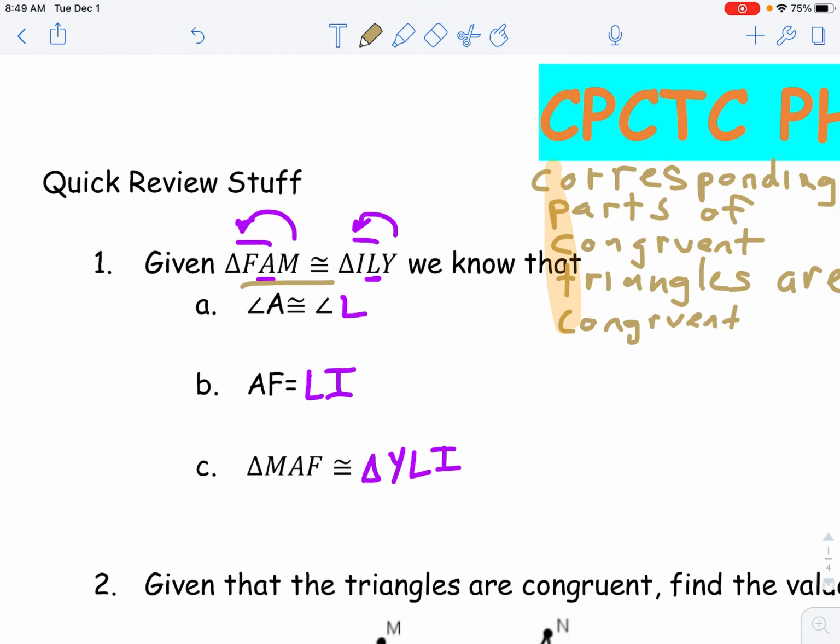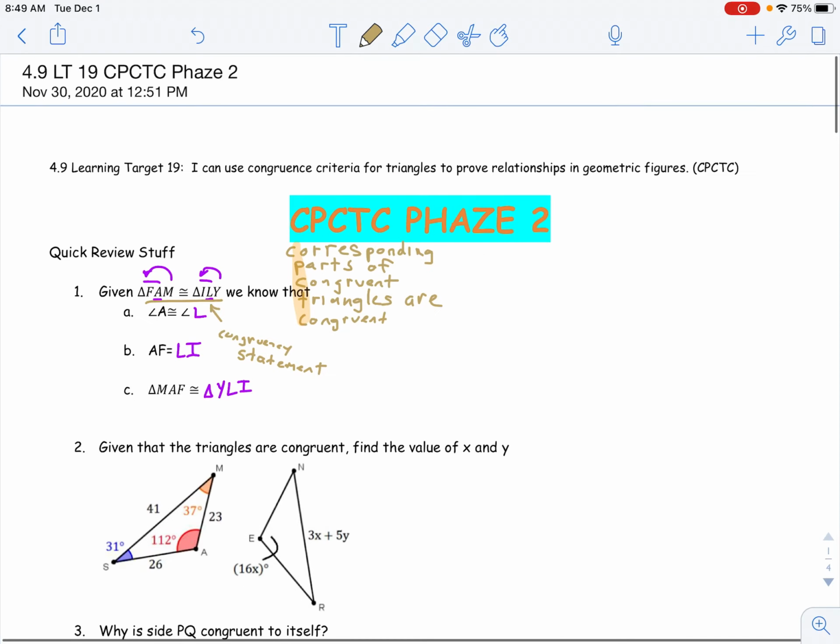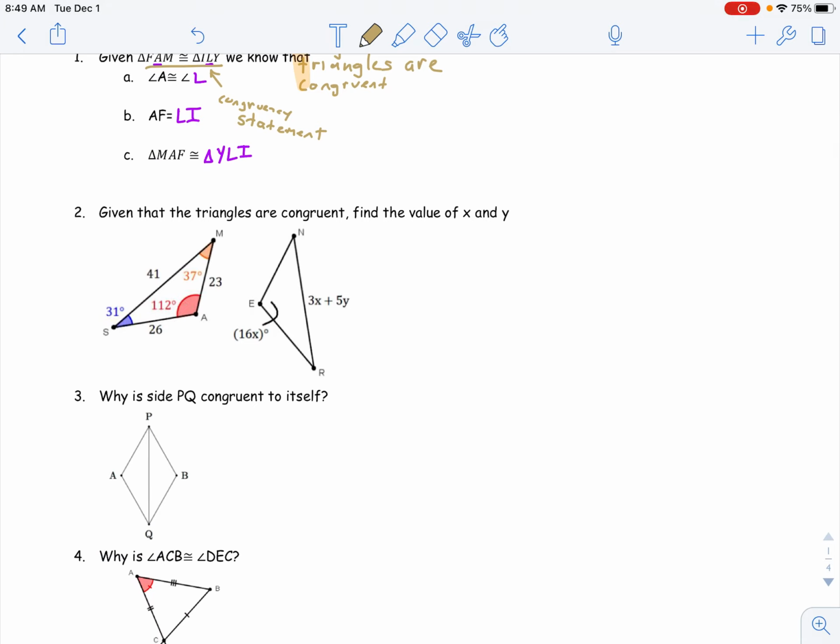Remember, this right here is a congruency statement. Students like to forget what a congruency statement is. All it is, is a statement of congruency. Now, let's do some more stuff such as this.